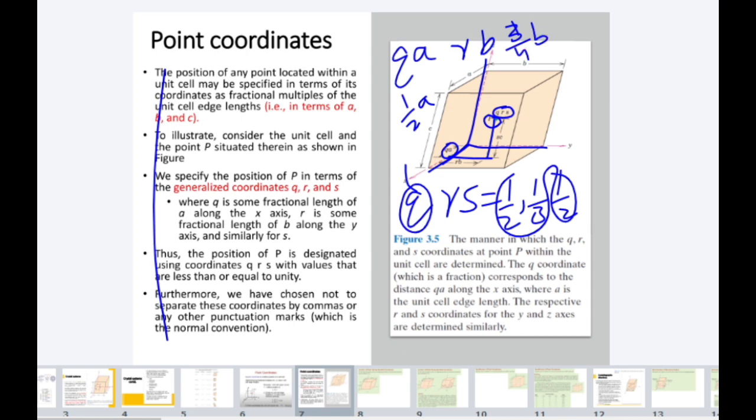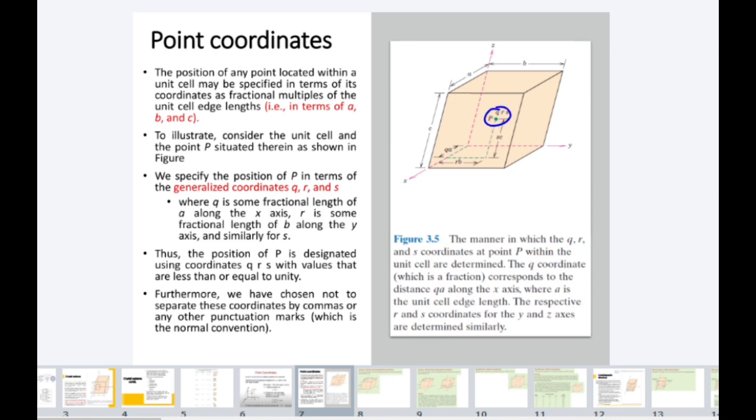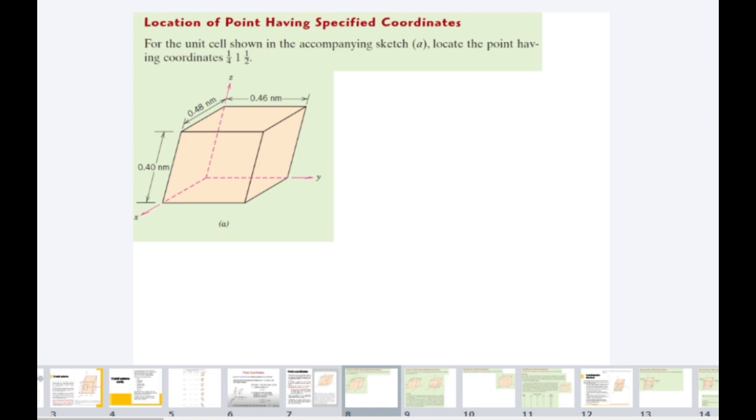So this point, the point P, we represent how? We represent by Q, R, S. This is the point coordinate system for the point located in the center of a cube. Clear? Is it easy? It's easy, right?